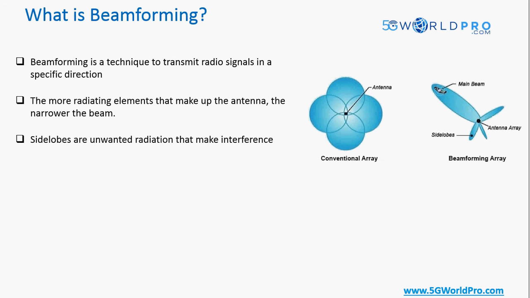Beamforming is a technique by which the antennas focus on transmitting radio signals in a specific direction. So rather than simply broadcasting signals in all directions, the antennas that use beamforming send or receive a stronger beam in that specific direction.